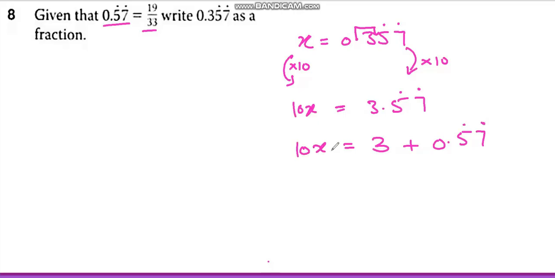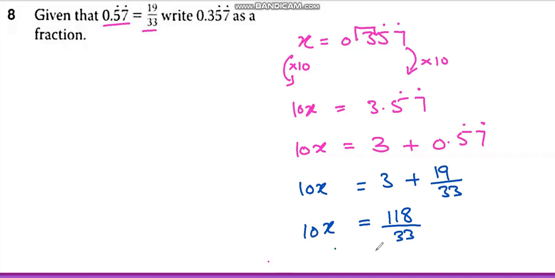And on the left side we have 10x. Further, we can replace 0.57 with 19/33, and on the left side we get 10x. Now if we solve the right side by using calculator, we get 118 divided by 33. And further, if we divide both sides by 10, we get x equals to 118 divided by 330.